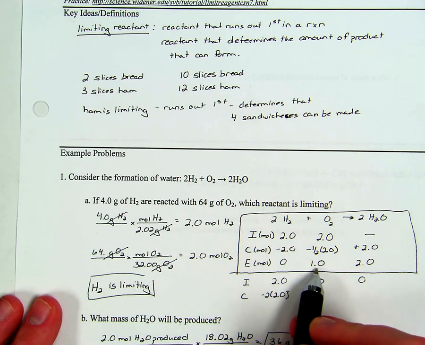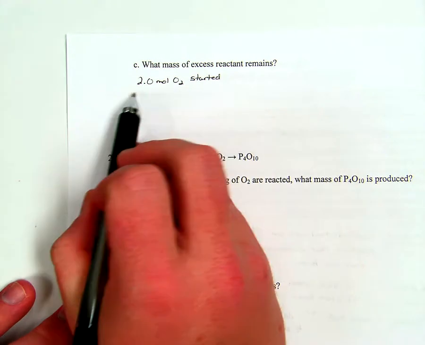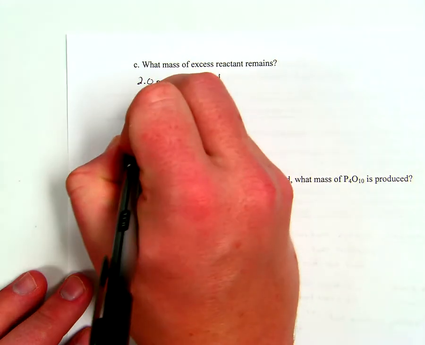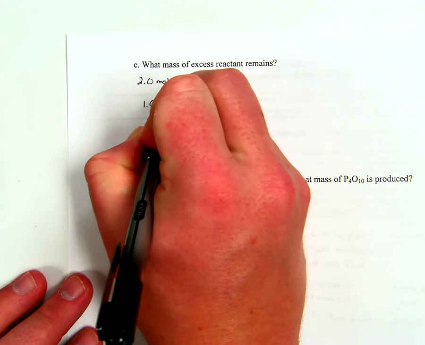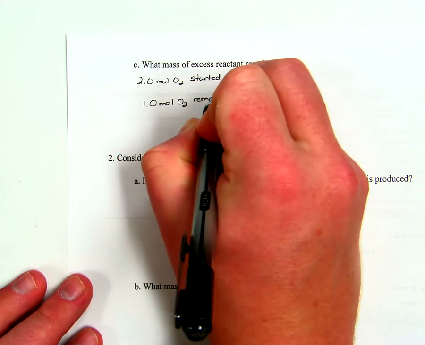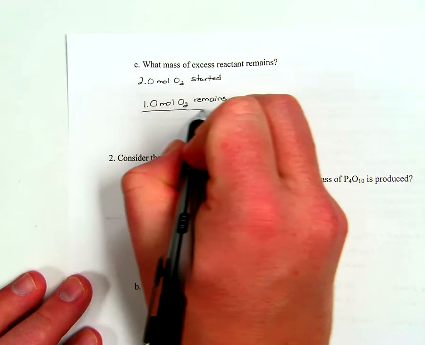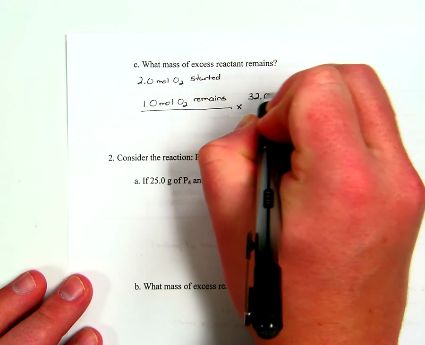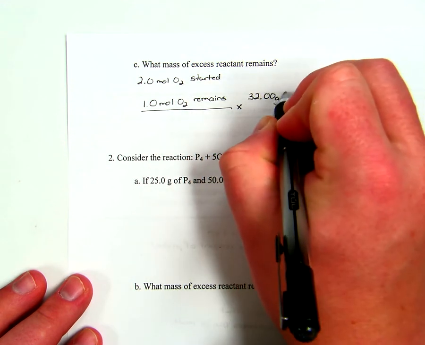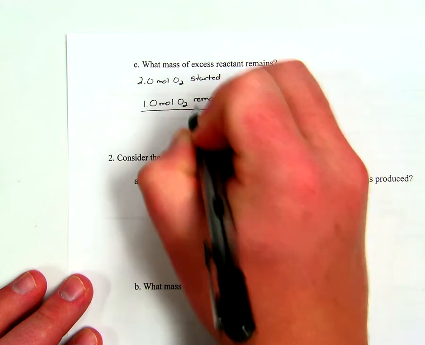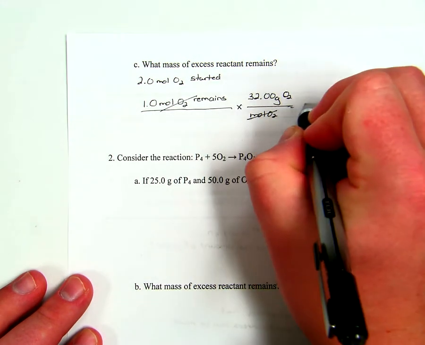So, on second thought here, I didn't really even need to recognize this. I mean, we do know that we started with 2 moles of oxygen. But I know from the chart that 1 mole of O2 remains. Well, if I want to know the mass that remains, I just need to do a mole to gram conversion. Molar mass of oxygen is 32.00 grams of O2 for every mole of O2. Moles cancel. That leaves me with 32 grams of O2. And we've done the problem.